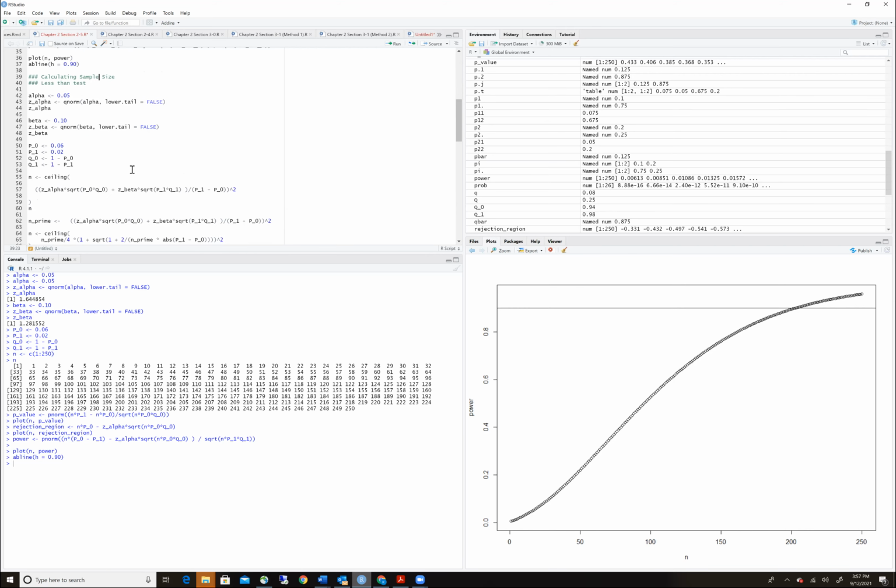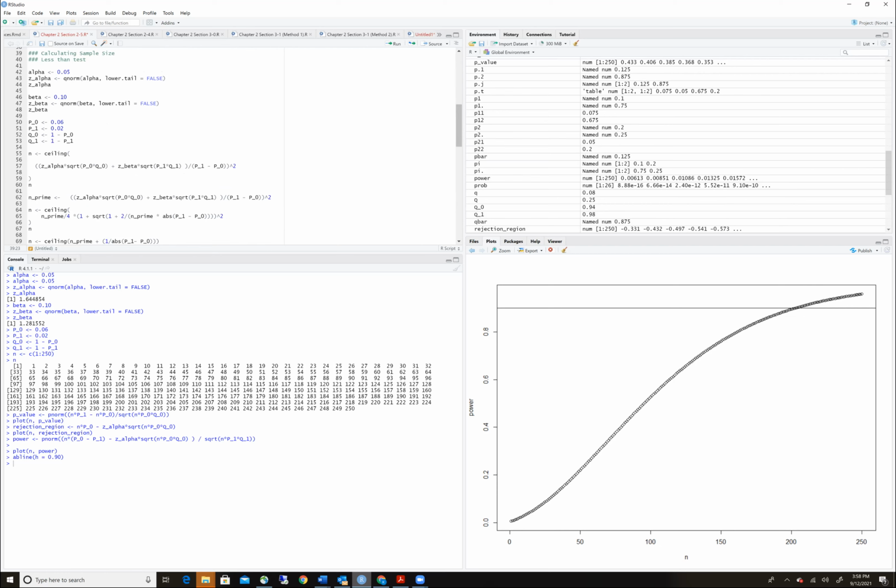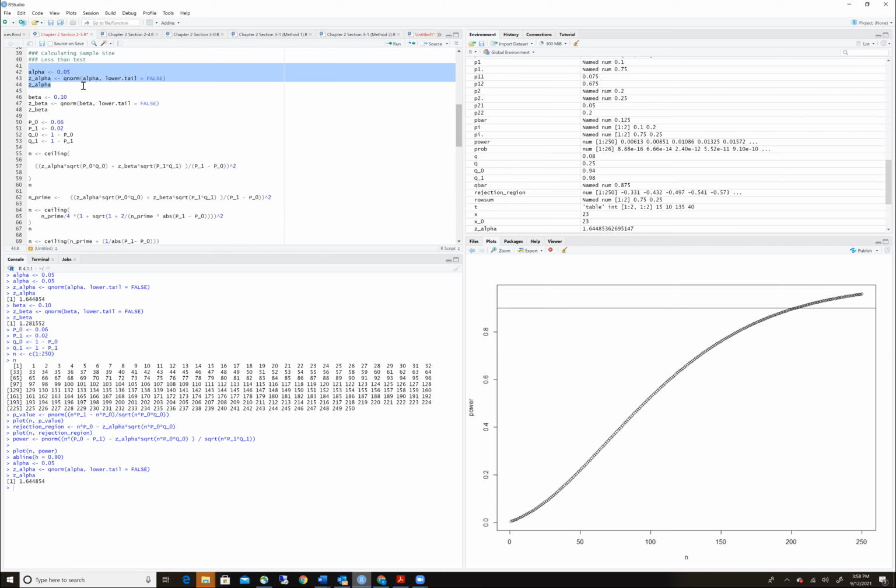Now let's talk about calculating sample sizes, because in all these cases, I said, suppose I took samples of all these different sizes. What do things look like? But I can first calculate my z-score associated with 0.05, right?